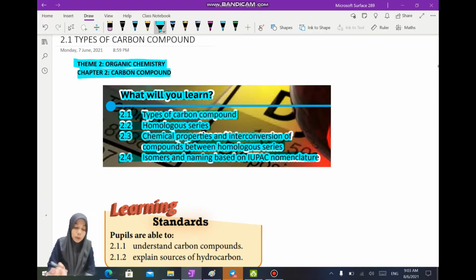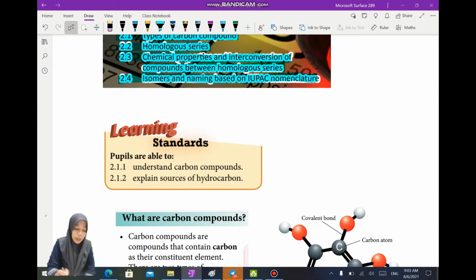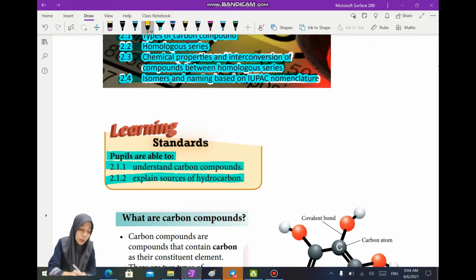Okay, for this video, we focus on 2.1 Type of Carbon Compound, jenis sebatian karbon. So what is our learning standard today? Our learning standards for today is pupils are able to 2.1.1 understand carbon compound, and 2.1.2 explain sources of hydrocarbon. Apakah sumber-sumber hydrocarbon?